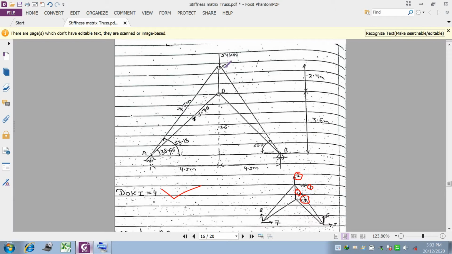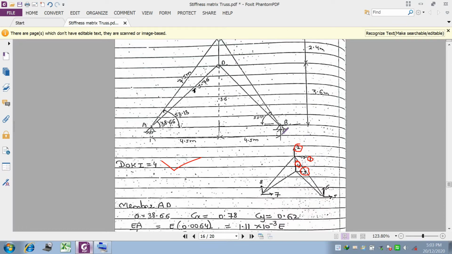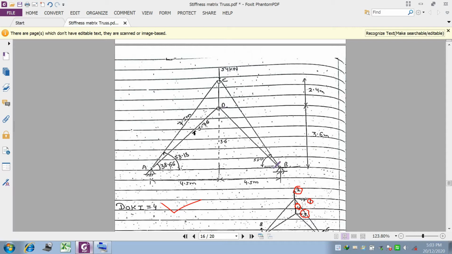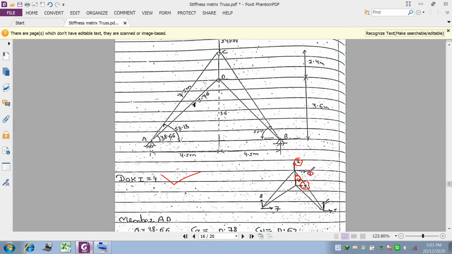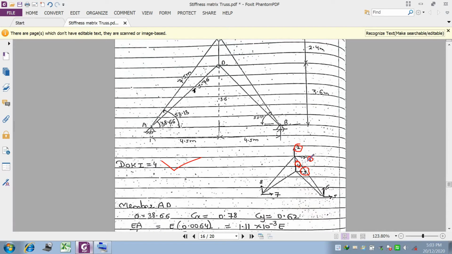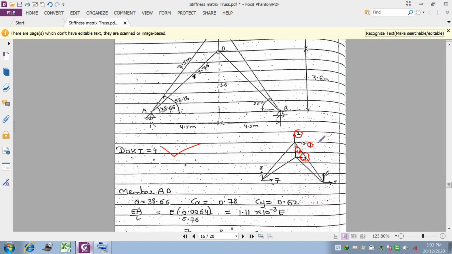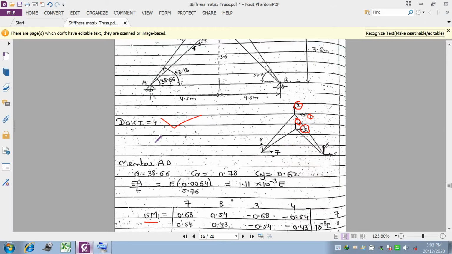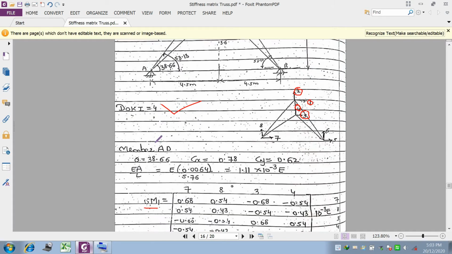First of all, we have to identify the unknown DOKI, that is, degree of kinematic indeterminacy. The unknown DOKI will be formed at joints C and D, because A and B are the fixed supports. So let us start marking the coordinates from the unknown: 1, 2, 3, 4 we define here, then 5, 6, 7, 8 are the known coordinates. So DOKI will be 4. Next is the calculation of the member forces. Let us start with AD.